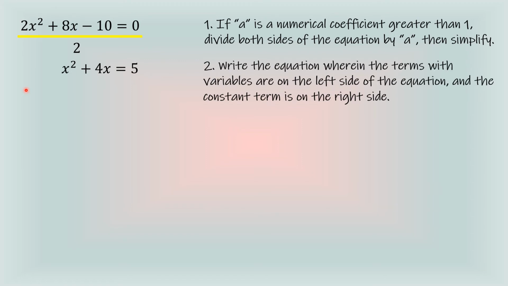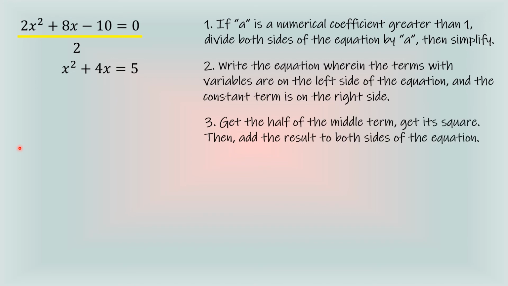Second step, write the equation wherein the terms with variables are on the left side of the equation and the constant is on the right side. So, iyon na yung ginawa natin kanina. Lahat ng may variable x, nilagay natin sa left side ng equation, and then yung constant ay nasa right side. Third, get the half of the middle term and get its square. Then, add the result to both sides of the equation.